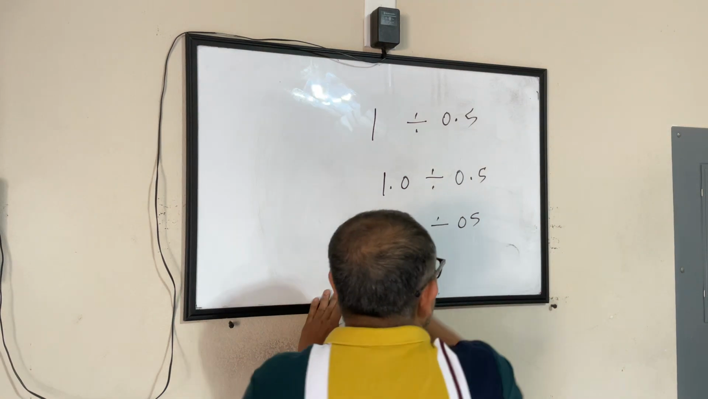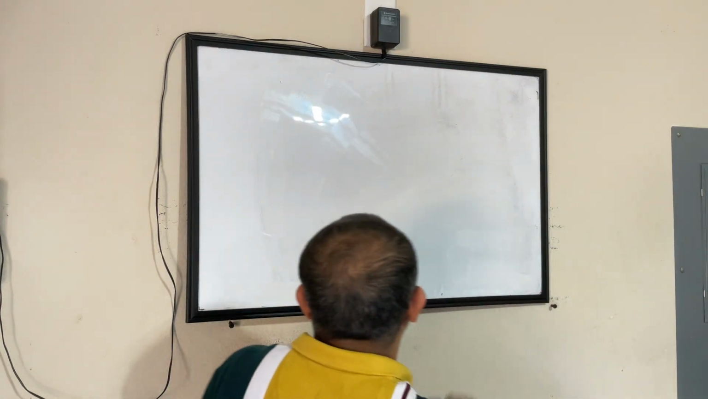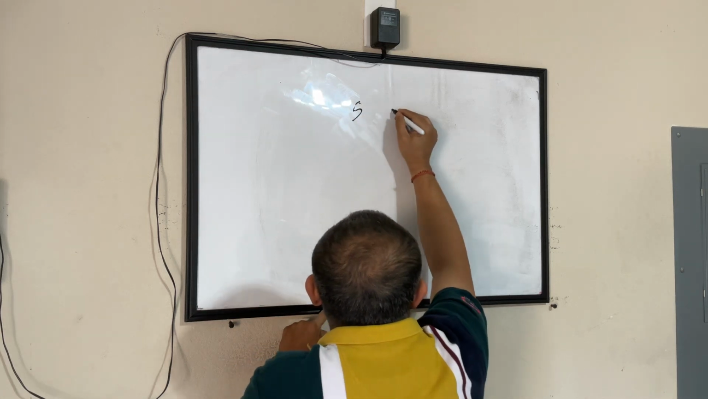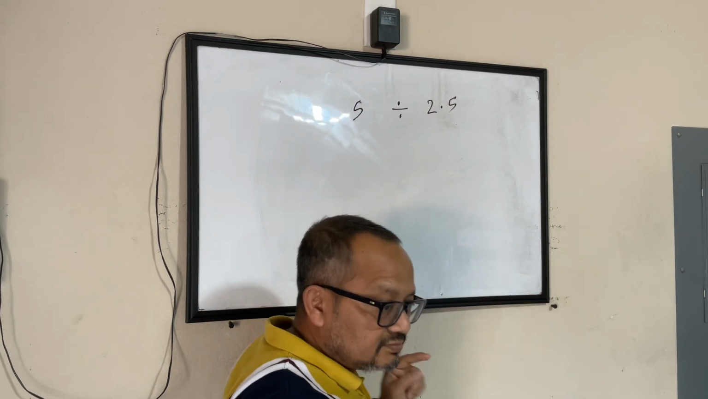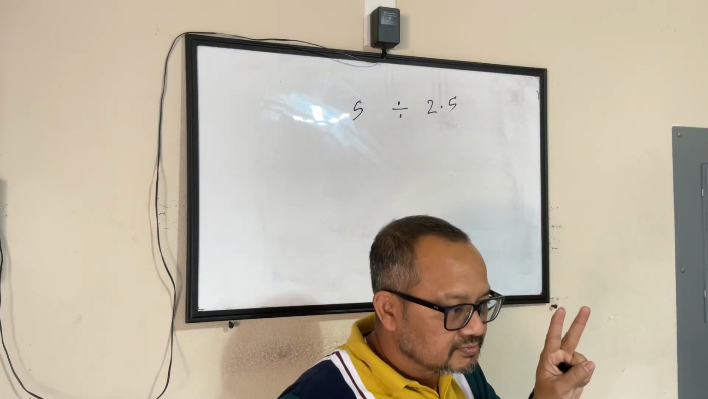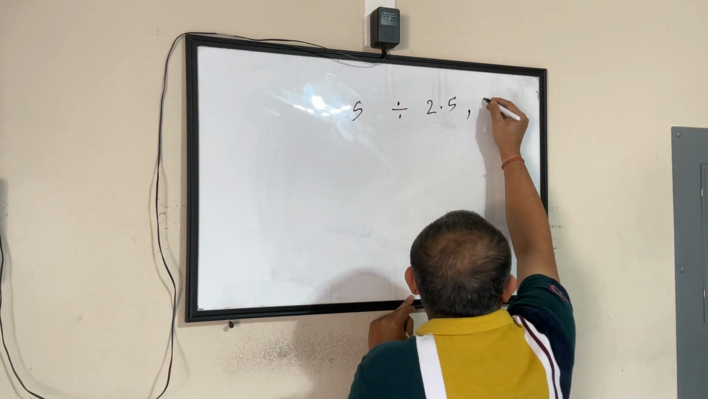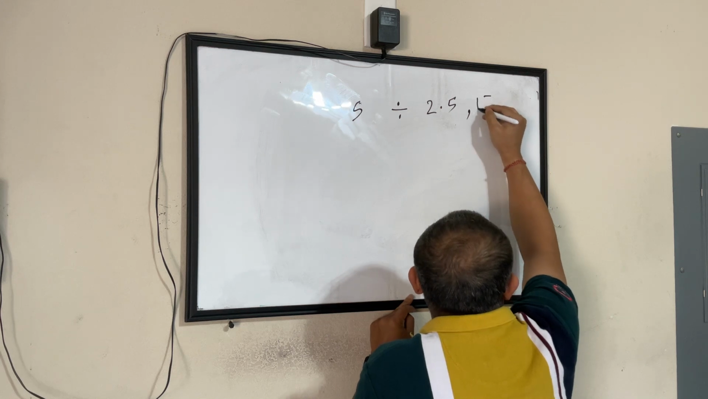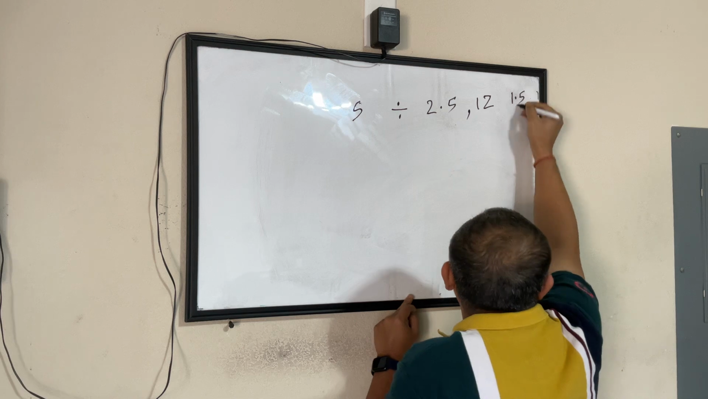Okay. Now let's come back to this. If I say divide 5 by 2.5, everybody knows the answer is 2? Yeah? Okay. If I say divide, let's say, 12 by 1.5.